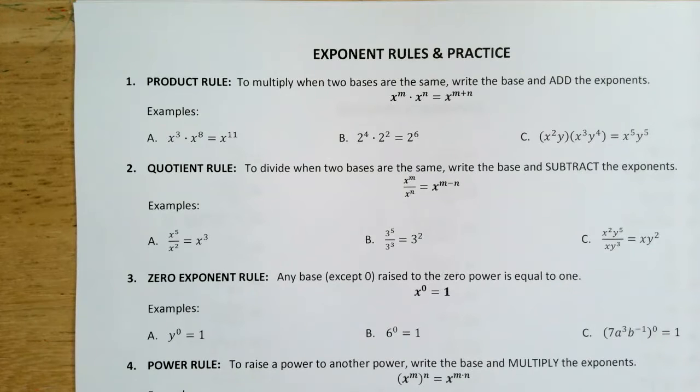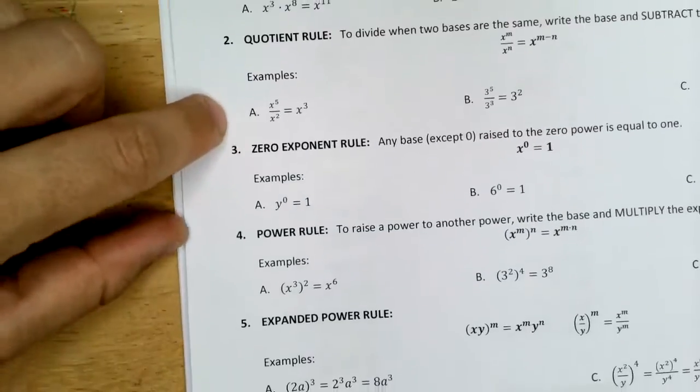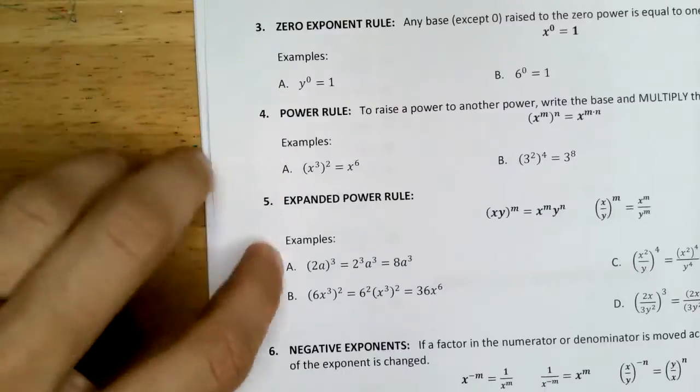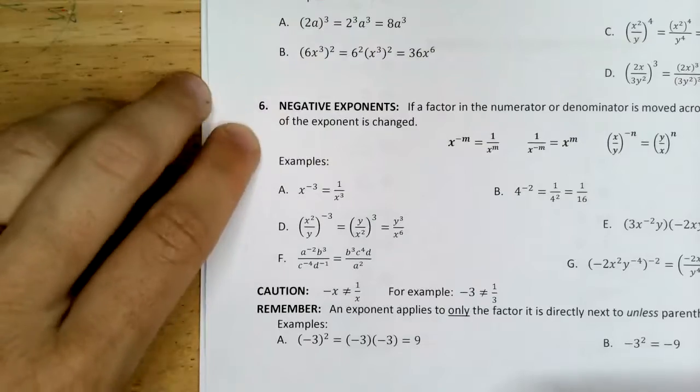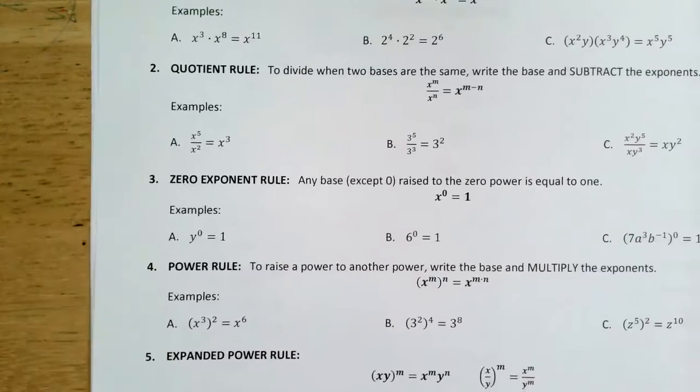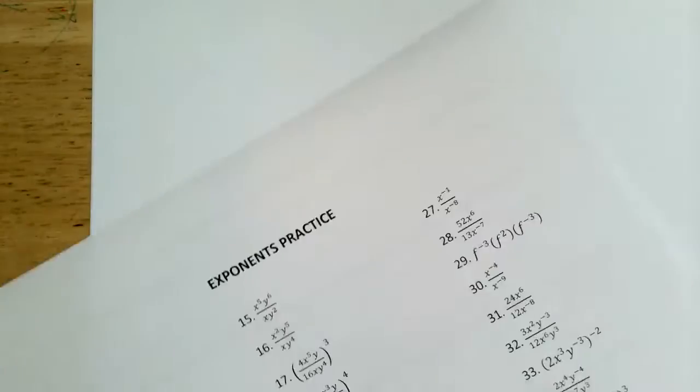All right, this is just some exponent rule enrichment. So we're going to go over the rules. We have the product rule, the quotient rule, the zero exponent rule, the power rule, and what to do with negative exponents. Okay. And then on the other side, there is some practice with the answers.